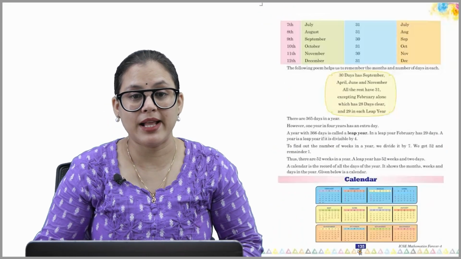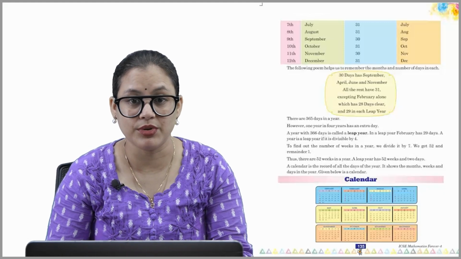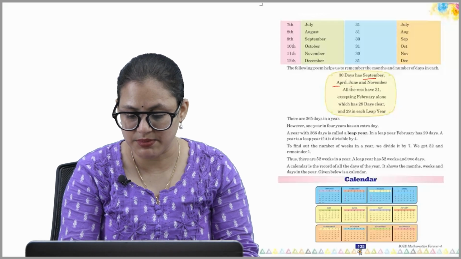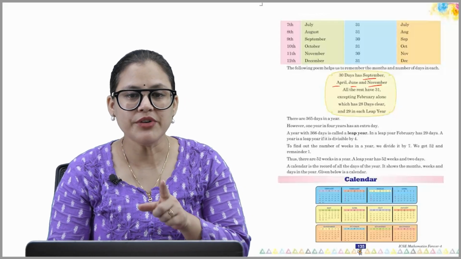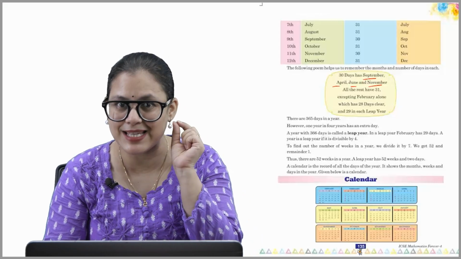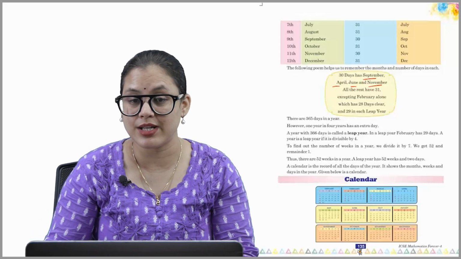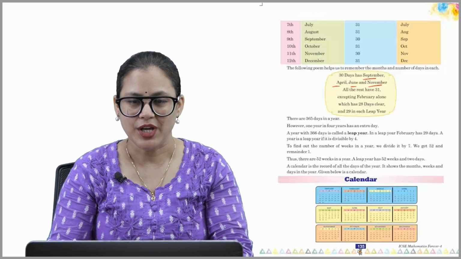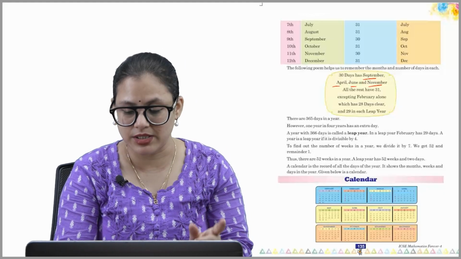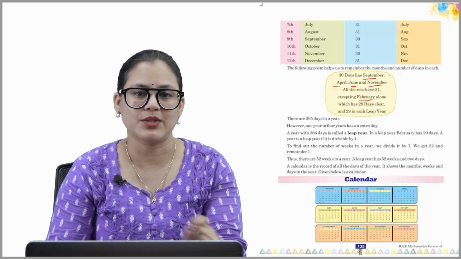Now, the following poem helps us to remember the months and the number of days in each. 30 days has September, April, June and November. This means these months have 30 days. All the rest have 31, which means the remaining months will have 31 days, excepting February alone, which has 28 days, clear, and 29 in each leap year. So these 4 months have 30 days, the remaining months have 31 days except February, which has 28 days, but in a leap year it has 29 days.